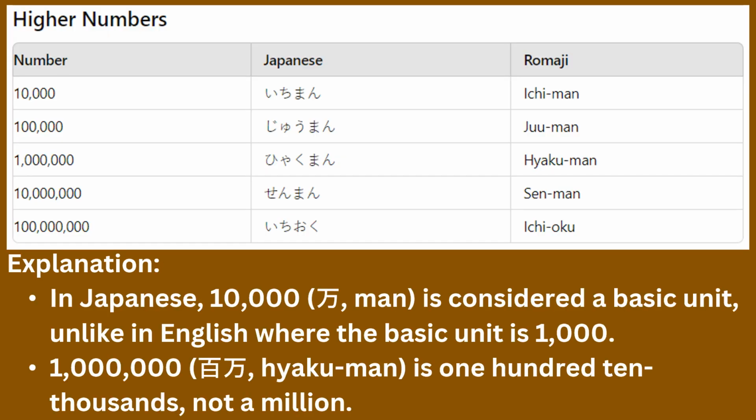Higher numbers: ichiman, juman, hyakuman, senman, ichioku. In Japanese, man is considered a basic unit, unlike in English where the basic unit is 1,000. 1 million, or hyakuman, is 10,000 times 100, not a million.